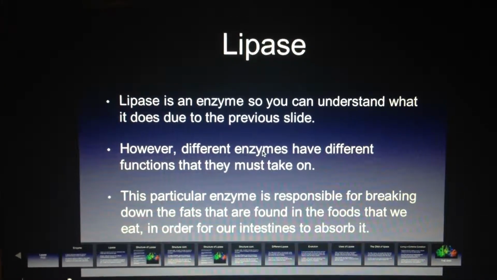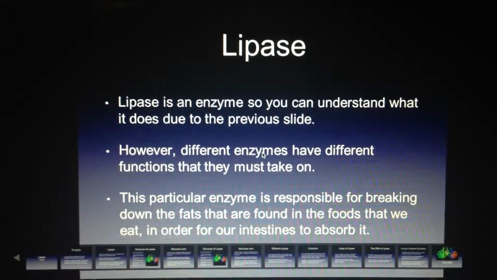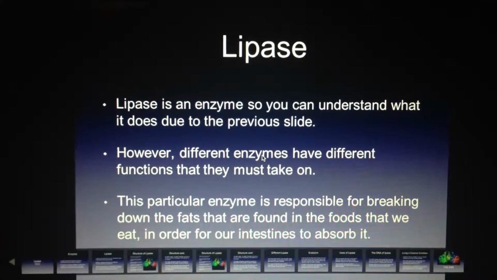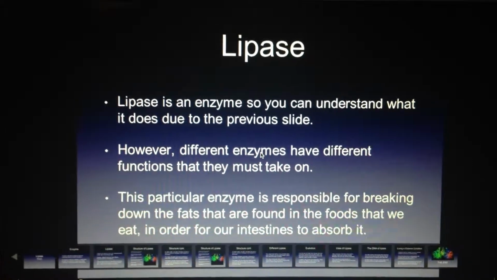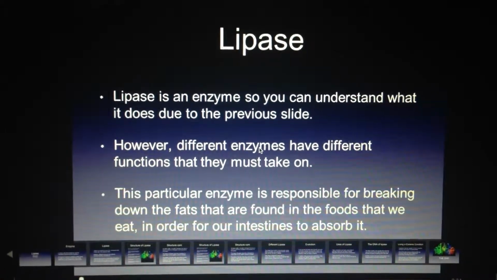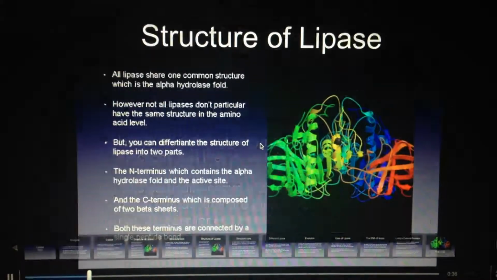Lipase is an enzyme, however, like any enzyme, it has its own function. And this particular enzyme is responsible for breaking down the fats that are found in the food that we consume in order for our inner intestines to absorb it.